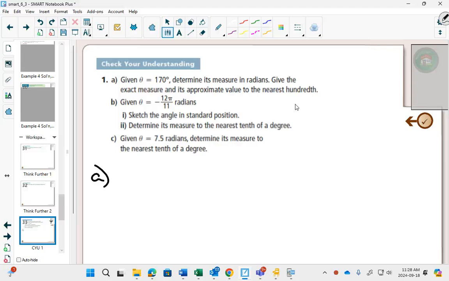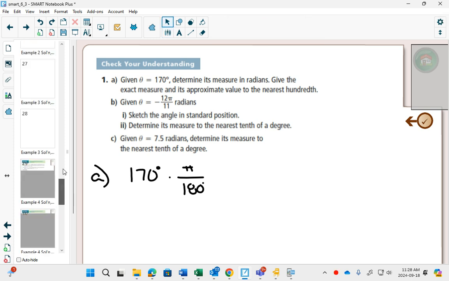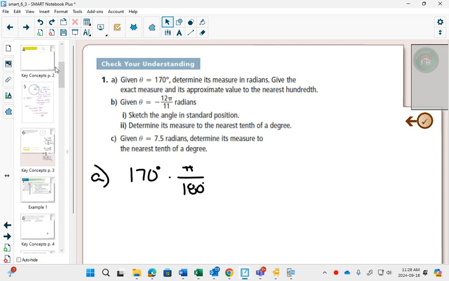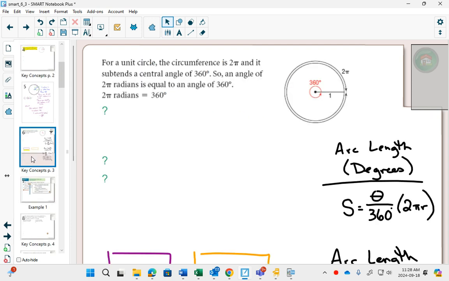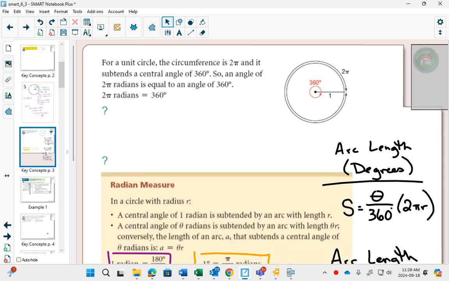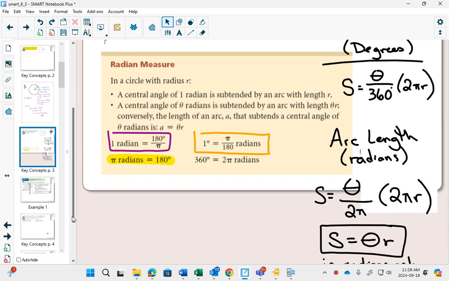So for example, if I want to convert 170 degrees to radians, I will multiply by pi over 180, because on the formulas that we had from before, in the orange box, we had that 1 degree was pi over 180. So 170 degrees, I would have to multiply by pi over 180.